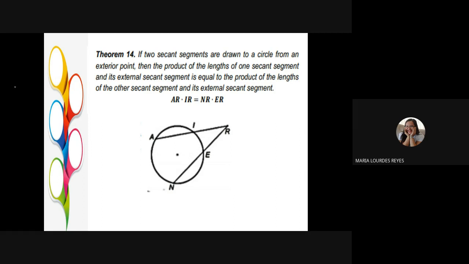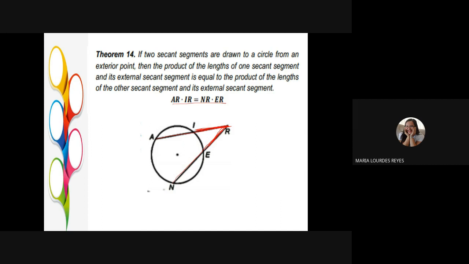Now here, based on theorem number 14, I often tell my students this so it's easier to understand. Theorem 14 says, this is its summary: AR times IR. This is AR, the whole secant segment. And then IR. IR is the exterior part of the secant segment. Next, when we multiply that, it is equal to what? NR. NR is the whole secant segment. Times ER, that would be the exterior again.